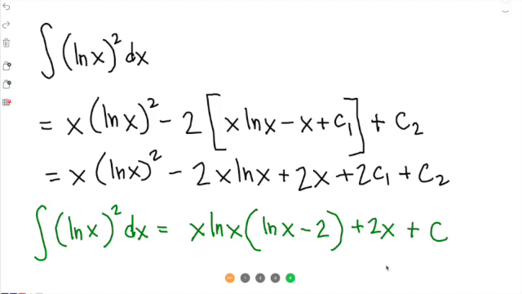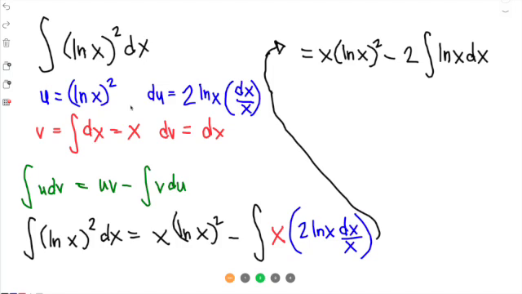Okay, so that is our final answer for the integral of ln x squared dx. As you notice, you will encounter a time where you need to do integration by parts twice. So that's integration by parts within integration by parts. The key here is just not to be confused by writing everything down.